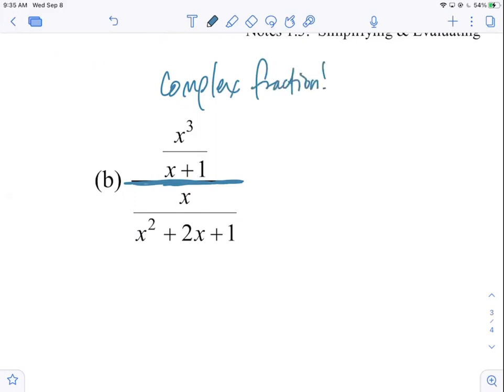Okay? And you can clean up a complex fraction in much the same way that we just did. But it doesn't always work. State change flip doesn't always work.